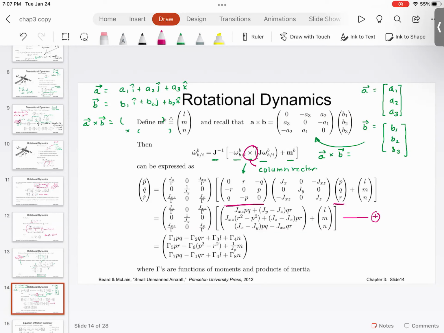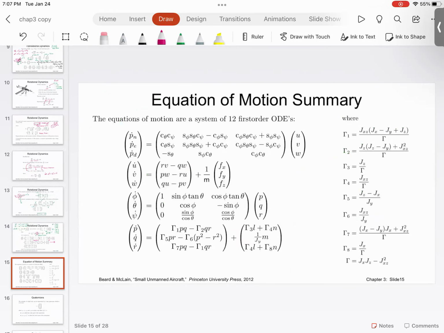Everyone understood this? Okay, so here is the grand finale. The grand finale is we have the equation for kinematics, and we have the equation for translational dynamics, and we have the equation for rotational dynamics. So as you can see, this is the velocity, linear velocity. And this is the angular velocity. These are the 12 equations.